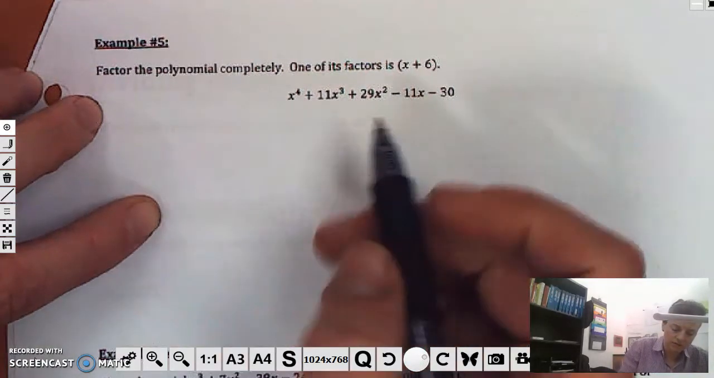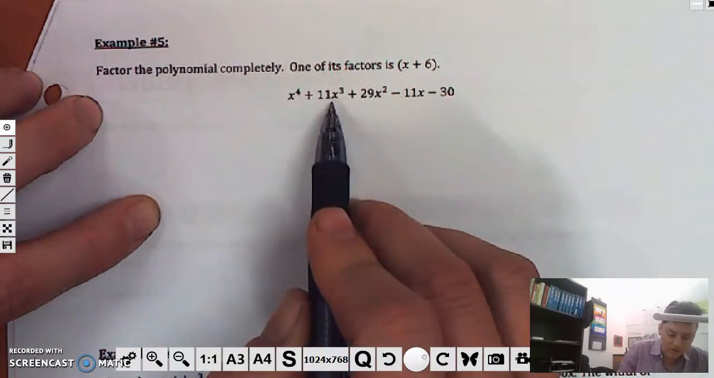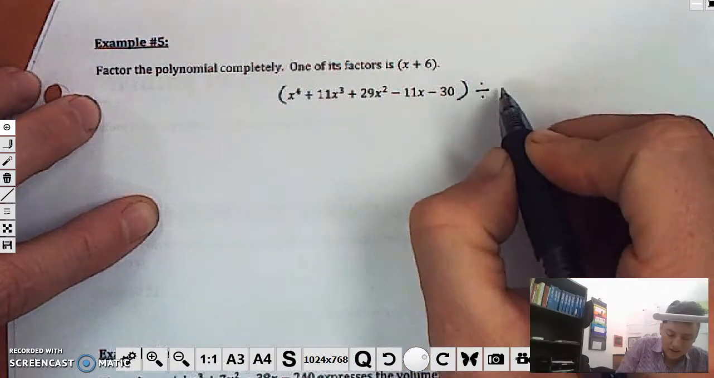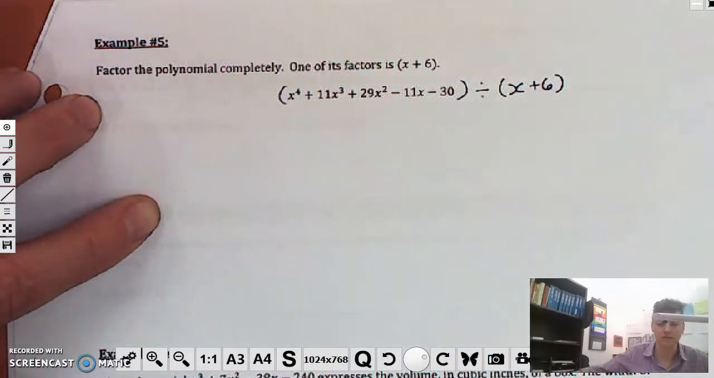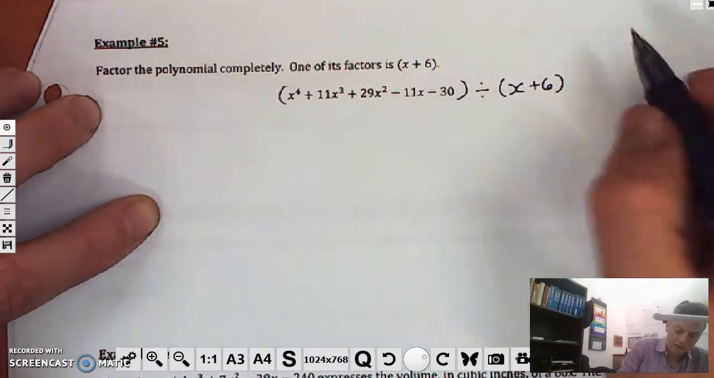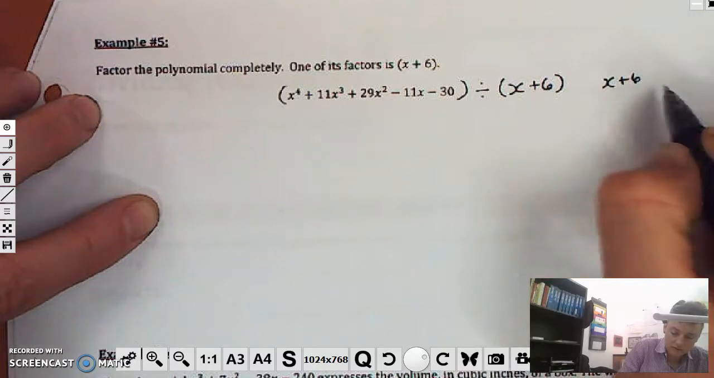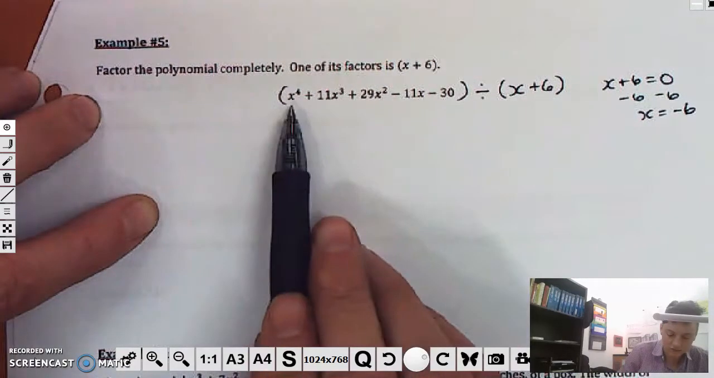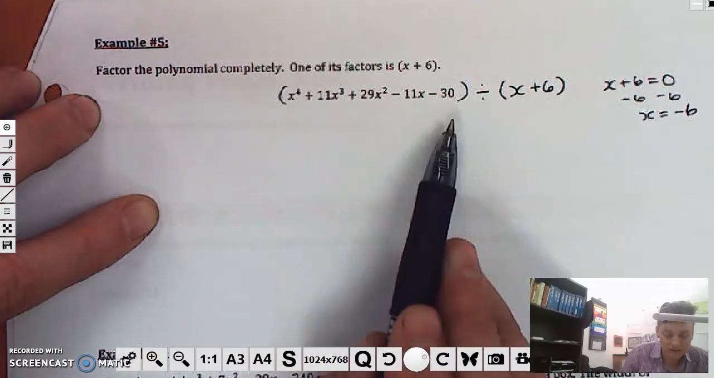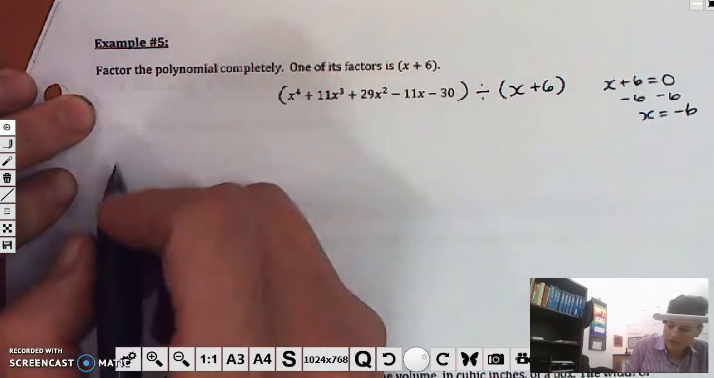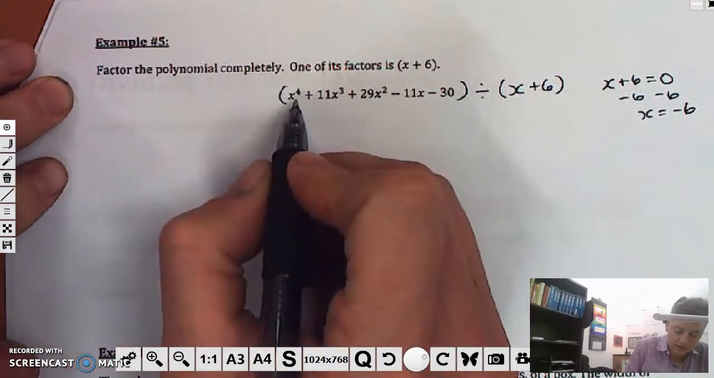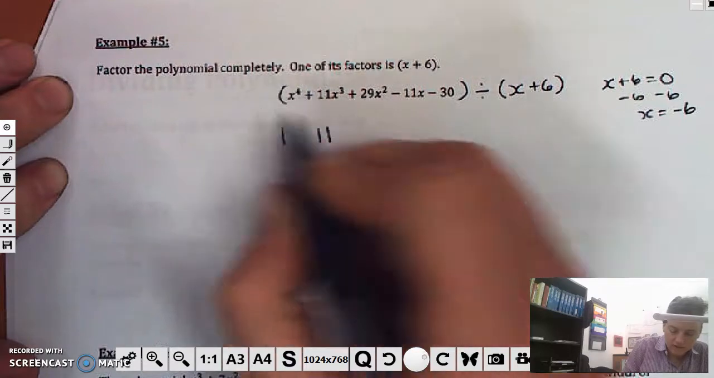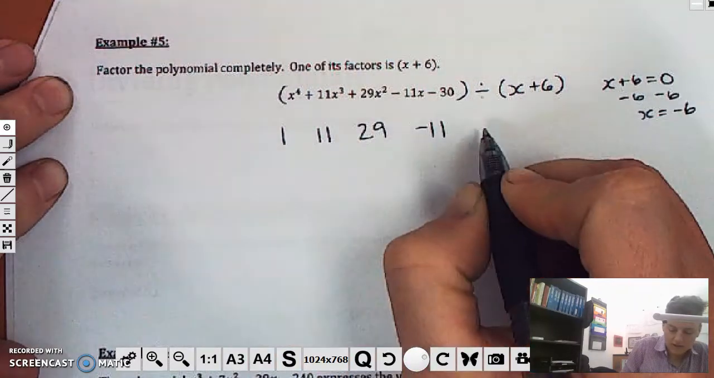So we're going to take this polynomial, x to the 4th plus 11x to the 3rd plus 29x squared minus 11x minus 30, and we are dividing by x plus 6, right? So that means the 0 that we're dividing by is x equals negative 6. This looks like it's in standard form, and we are not missing any terms this time, which is pretty fun. So let's bring down our coefficients. We've got a 1 for x to the 4th. We've got an 11 for x to the 3rd. We've got a 29 for x squared, a negative 11, and a negative 30.